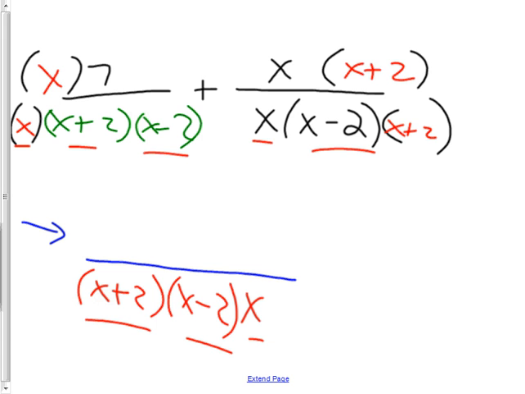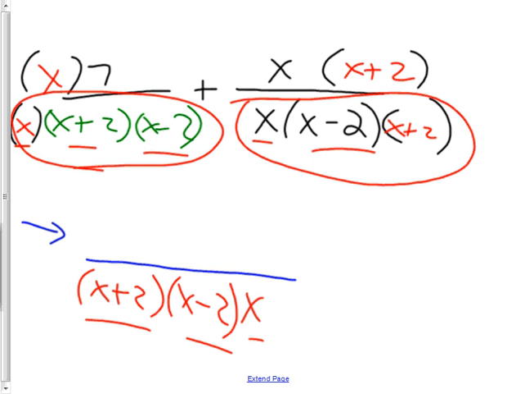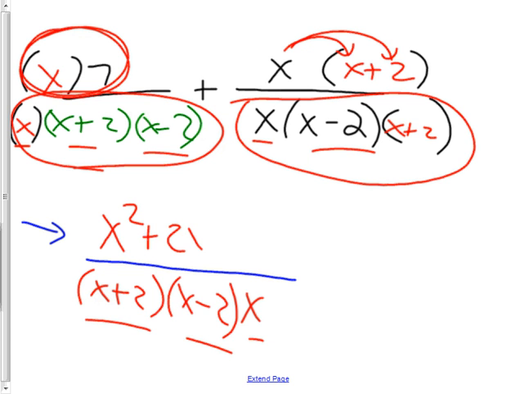We already know the denominator. Do I need to multiply this all the way out? No. Leave it factored. Factored's a good thing. Then I just need to do the top. 7x plus, got to multiply this out, x squared plus 2x. So that's going to be x squared plus 2x plus 7x, which is really x squared plus 9x, right? And if you left it that way, sadly, you would get it marked wrong because you didn't factor it if you can. If you can factor it, you should. You see at the top, factors now?